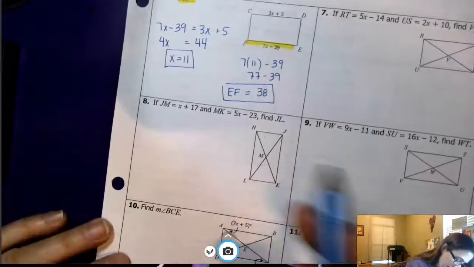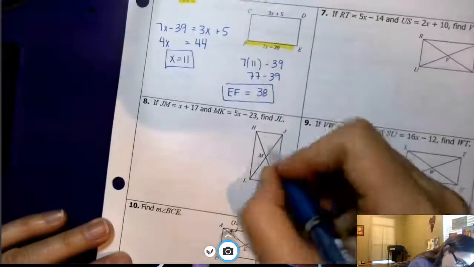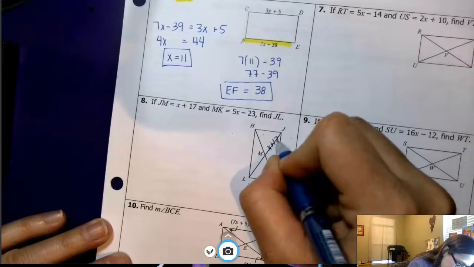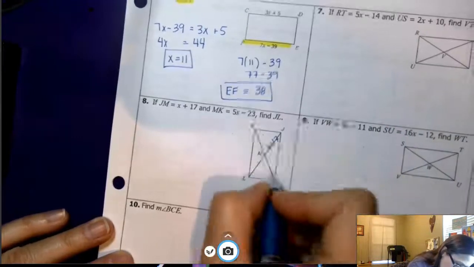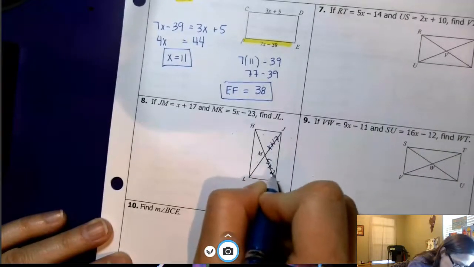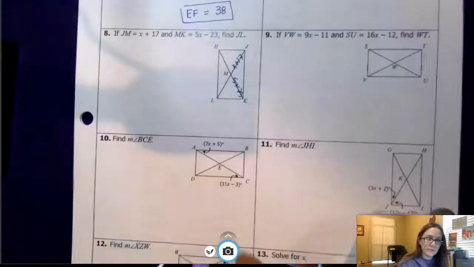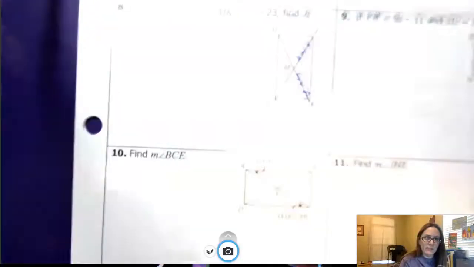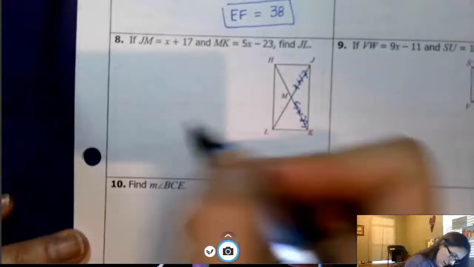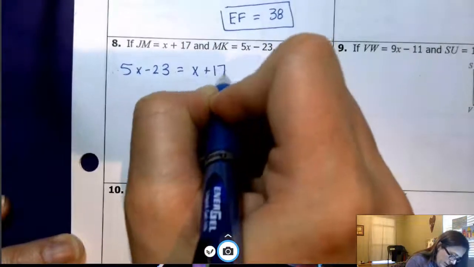Next one here, JM is x plus 17. MK is 5x minus 23. The pieces of the diagonal have to be congruent, so we're going to set these equal here. I'm going to start with 5x minus 23 equals x plus 17.